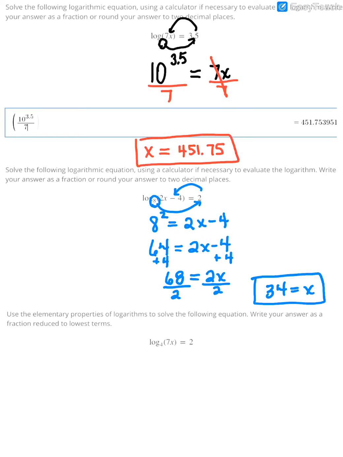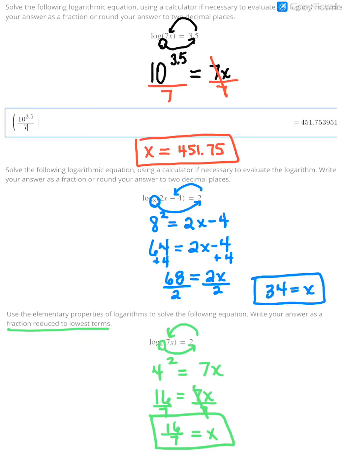And then finally, on my last example problem, again, notice the x is located with the logarithm, so I'll simply change it to exponential form. 4 is my base. It is raised to a power of 2. And this time I'll say it equals 7 times x. 4 squared gives me 16. If 16 is equal to 7 times x, I will divide both sides by 7. Again, they talk about a fraction that's in lowest terms, so I certainly cannot reduce that. I would leave it, and x is equal to 16 divided by 7.